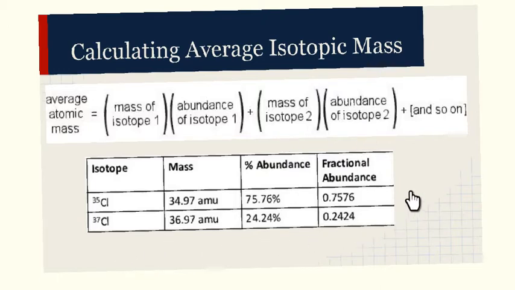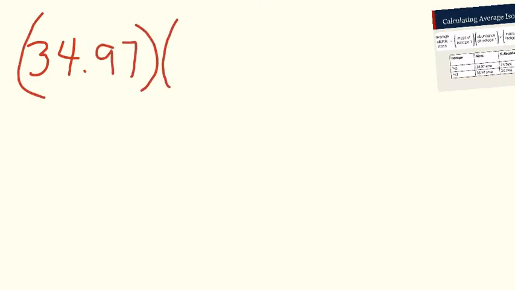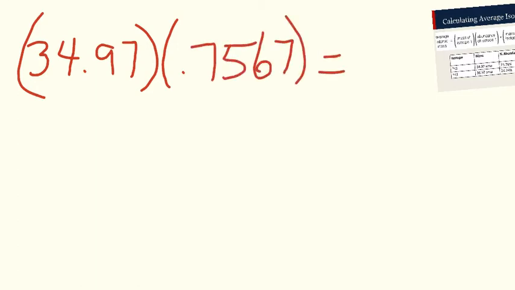So write this information down in your notebook and practice setting up the problem to solve. While you're doing that, I'm going to solve it with you, and let's see if you get the same answer as I do. So we have 34.97 times 0.7567. That product works out to this, 26.49. Now I rounded to 4 significant figures based on the rules that we've set up in the last unit.